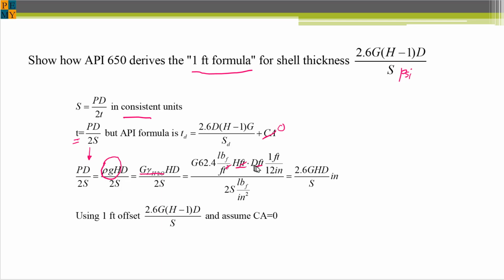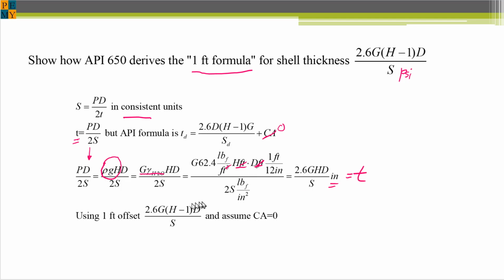These will cancel and you're left with feet, but we want to get that into inches because in the bottom here we have inches. So we have to divide by 12 inches per foot. And when you cancel out the units, you end up with 2.6 GHD over S, and the units have canceled out to result in inches, which is correct because we're trying to get thickness. This is equal to T.